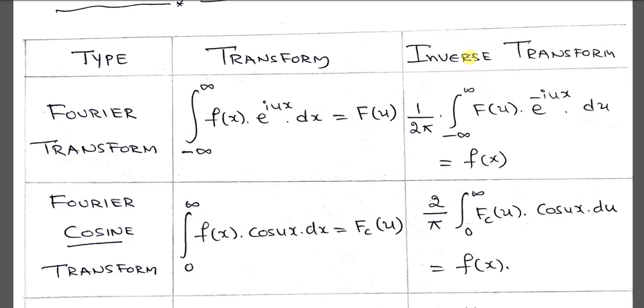And the inverse transform formula is 1 by 2 pi times the integral from minus infinity to plus infinity of F of u e power minus iux du. So the important observation is that here we have to integrate with respect to u, and the answer is denoted by f of x. Similarly, we have two more varieties.